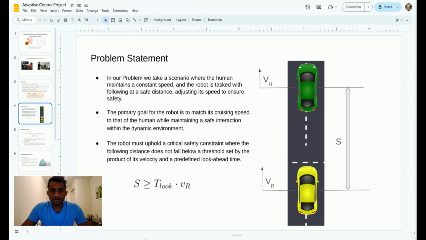In our problem statement, we take a scenario where the human maintains a constant speed and the robot is tasked with matching its speed and also maintaining a safe following distance from the human. In our case, the human maintains a constant speed of VH and the robot aims to achieve a designated speed of VR while ensuring its safety. This safe distance S should not breach the safety constraint S is greater than or equal to T look times VR, where T look represents the look ahead time required to react appropriately to the human's movements.